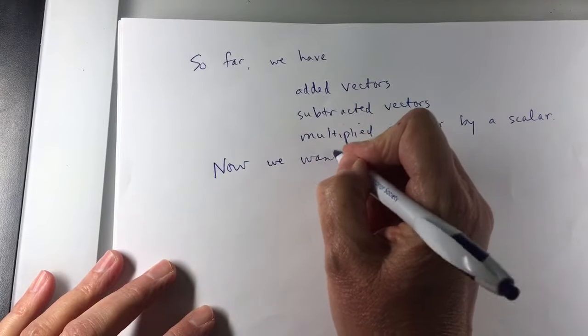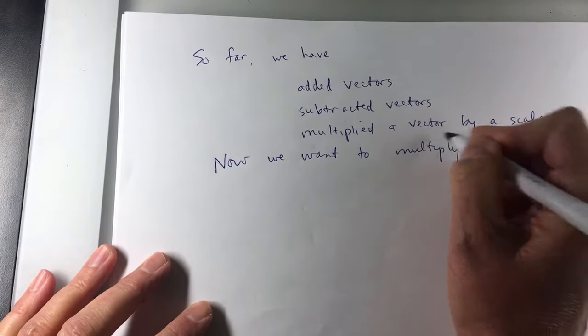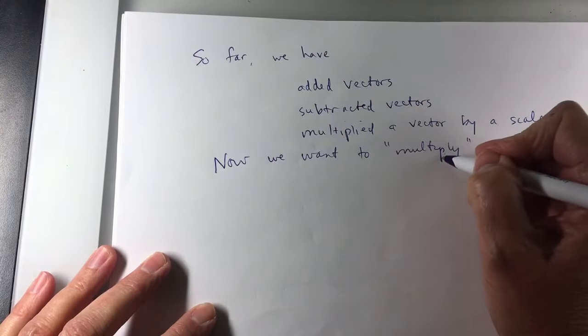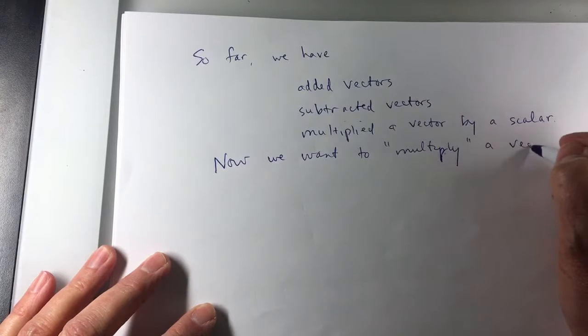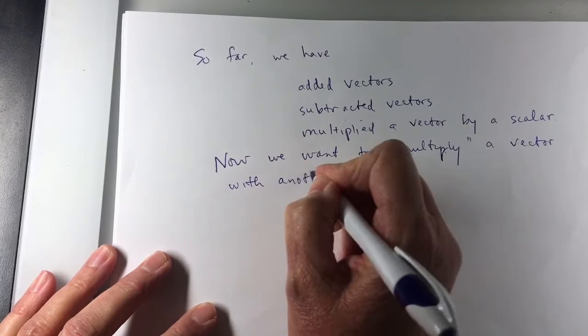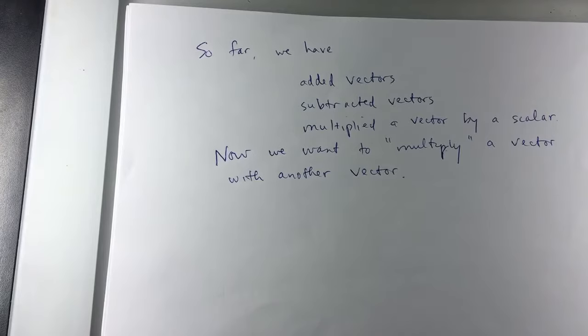So now we want to multiply, I'm going to put multiply in quotes there, a vector with another vector. And I put multiply in quotes because there are two ways to do this. And so when you say multiply two vectors, it's not real clear about what you might be doing there.